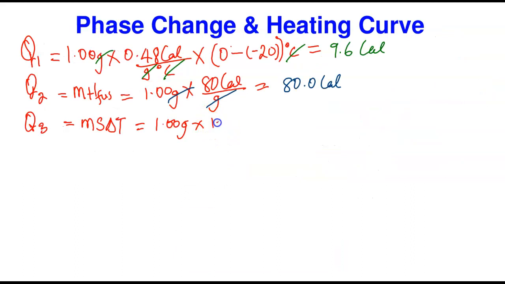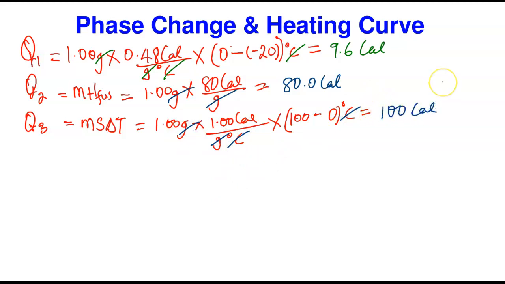So 1.00 calories per gram per degree Celsius times change in temperature. You went from 0 to 100. So the T2 is going to be 100 minus 0. Of course, this is in degrees Celsius. And again, when you cancel this, and this and this, if you multiply everything together, it's going to give us 100 calories again.